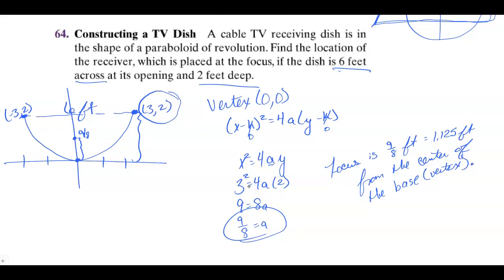So when they're creating all of these, they would find that vertex, which would be easy to do, right? When you have that three-dimensional figure, and they would go 1.125 feet above, and that's how far that distance would be for that receiver. So that's how long that rod would need to be to hold that receiver in place.